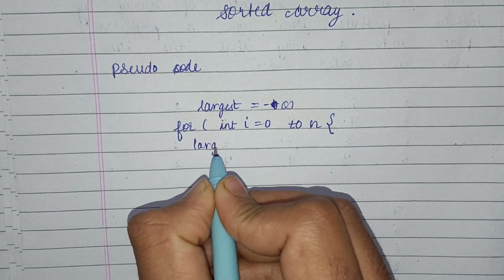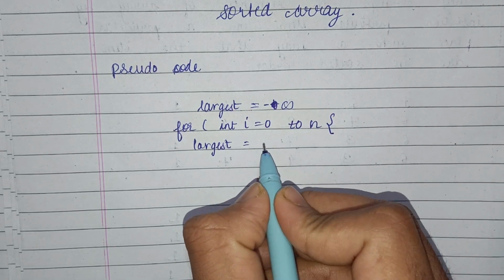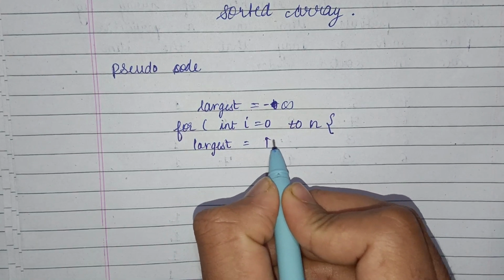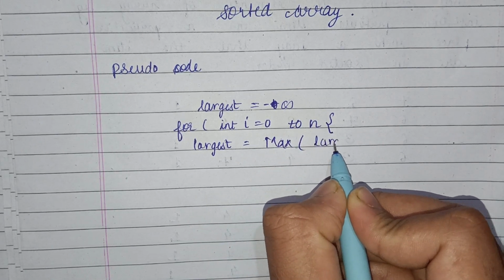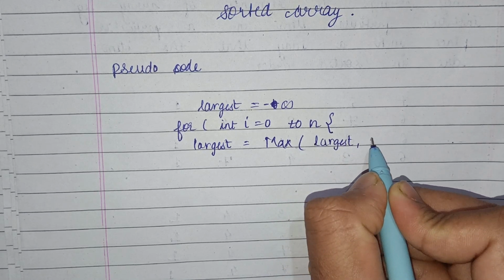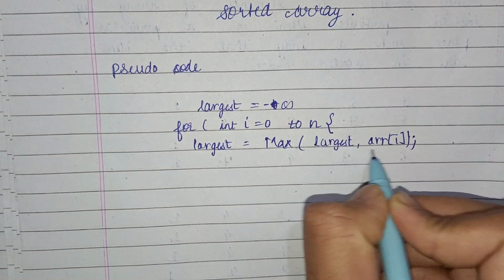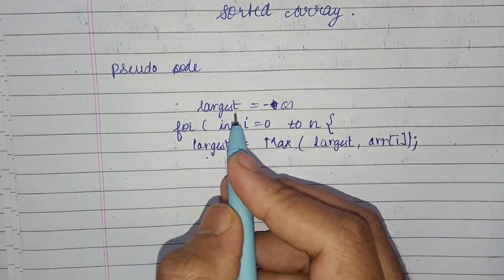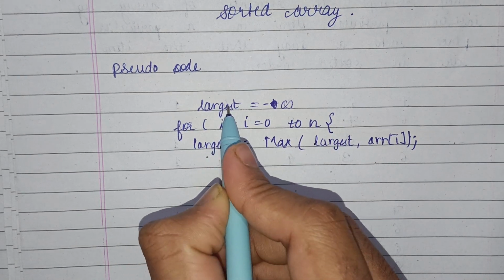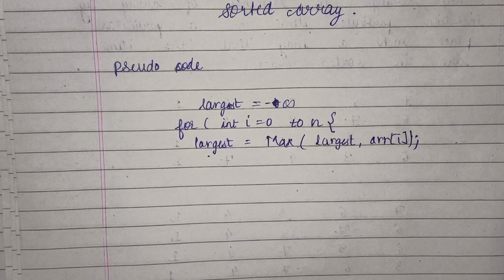Then largest will be the maximum of the largest variable or the array of i. Whichever is the maximum, it will be stored into largest, and our largest variable value gets updated. Now we will create an auxiliary array.